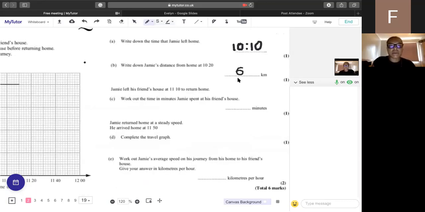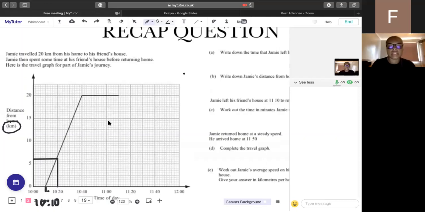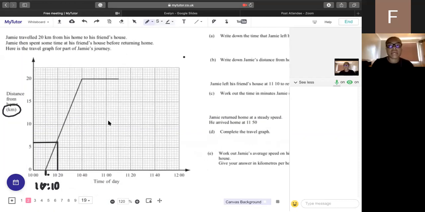And then the next part of the question is saying, Jamie left his friend's house at 11:10 to return home. To work out the time in minutes Jamie spent at his friend's house. So remember, the horizontal lines on a distance time graph mean that the person or the object isn't moving. They're still staying in exactly the same place. So the horizontal line shows where Jamie stayed at his friend's house.